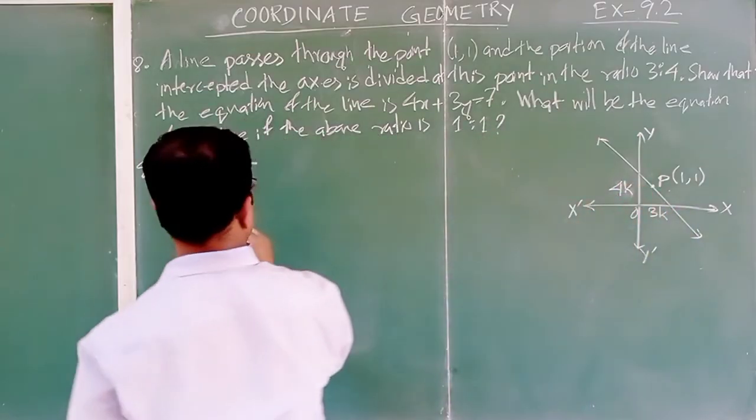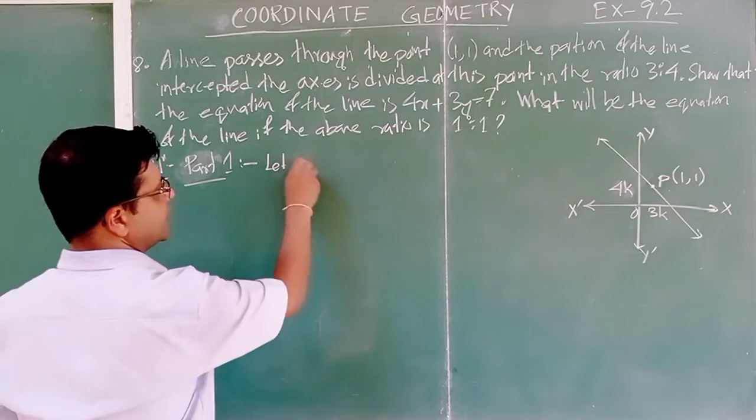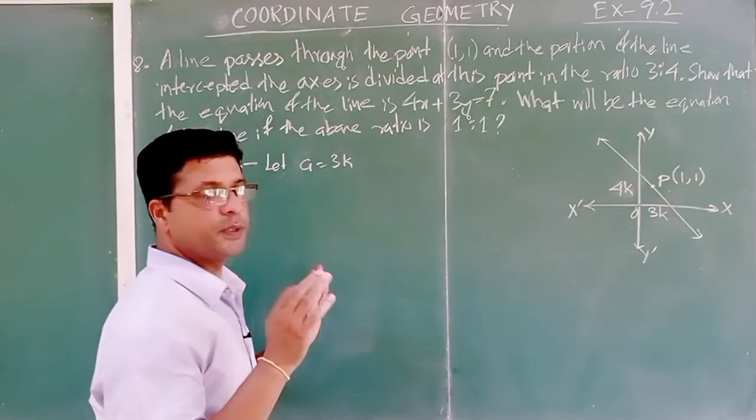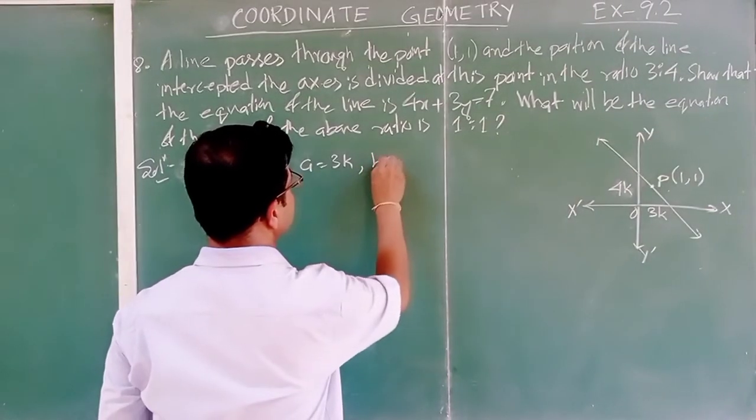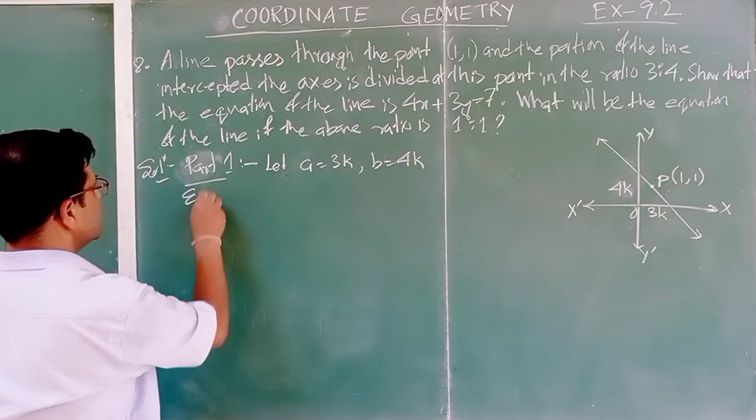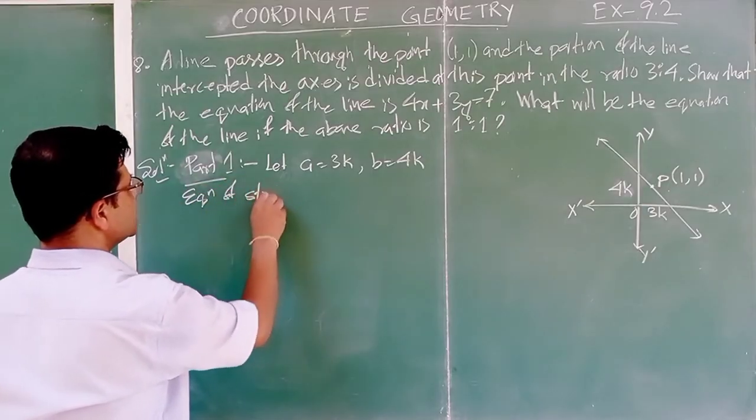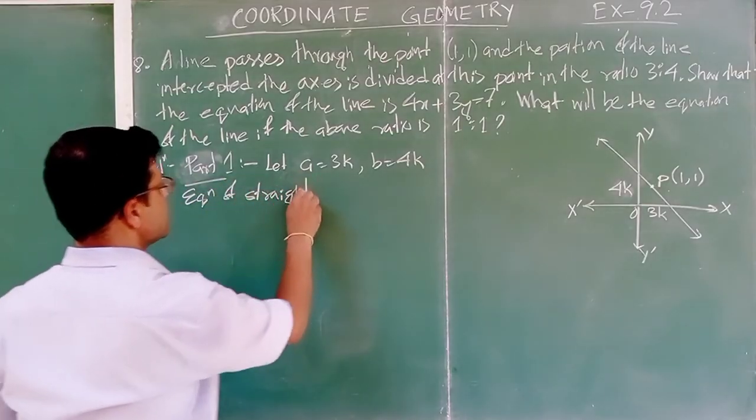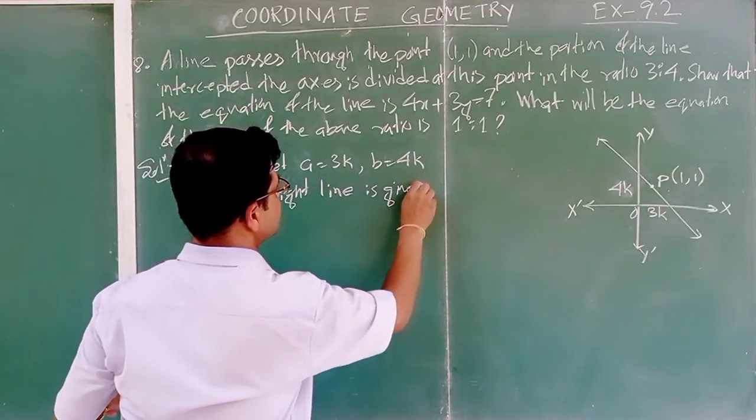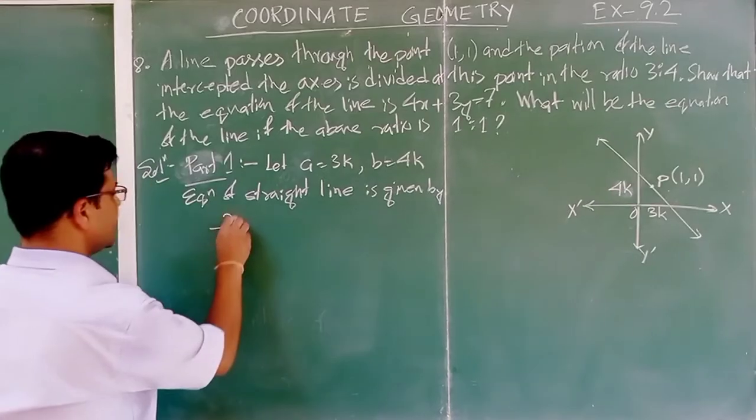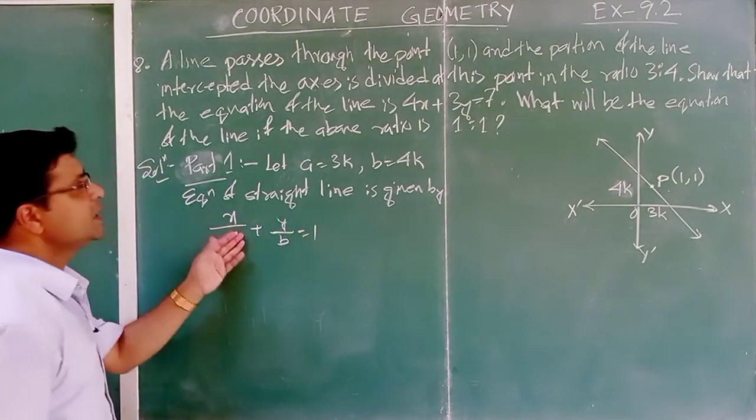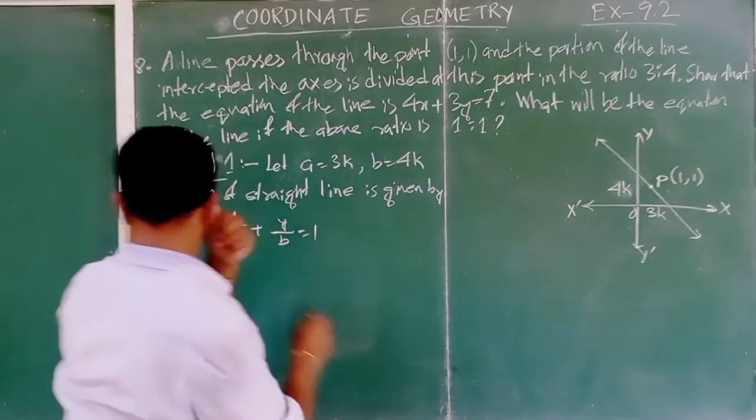So let a equal 3k. This is the intercept form, so we have to take the intercept form of the equation, with a equal to 3k and b equal to 4k. The equation of the straight line is given by x/a + y/b = 1. Now this straight line passes through this point.